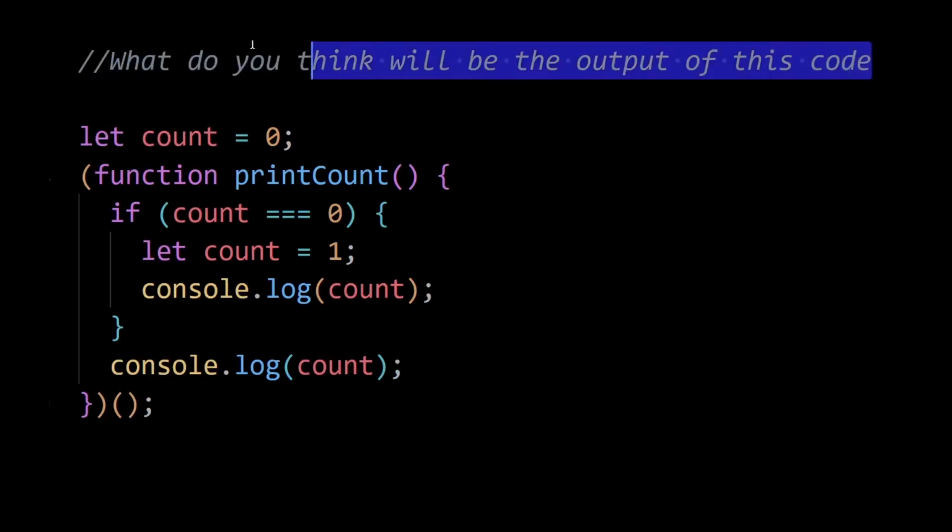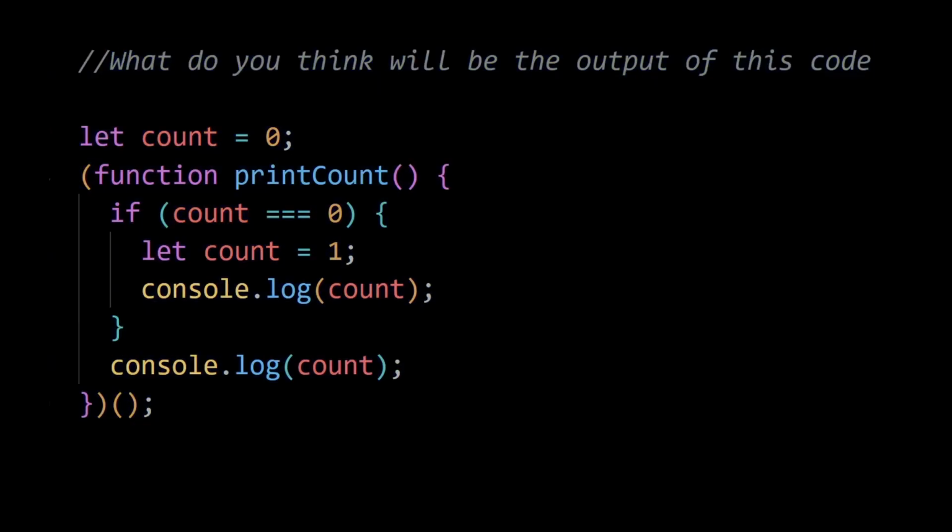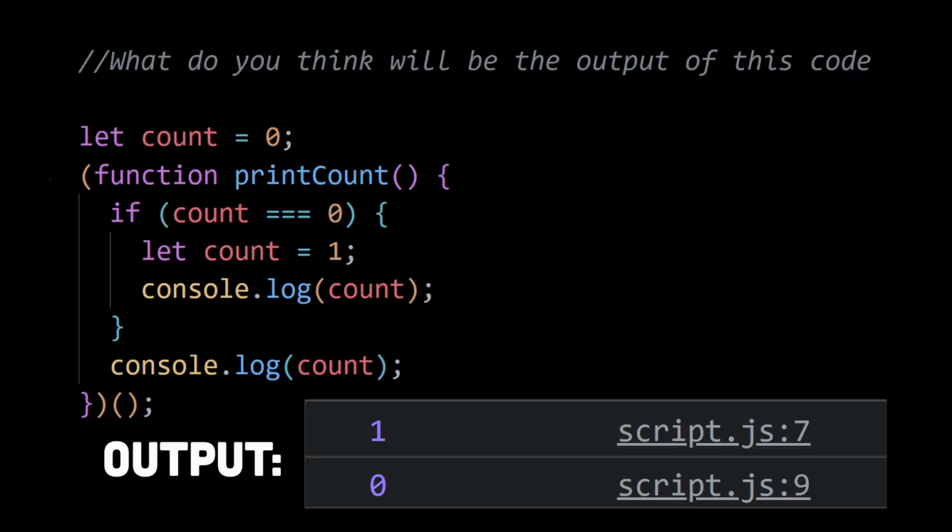Now moving on to the third question, what do you think will be the output of this code? Take a moment to figure it out on your own. Alright, so a lot of people get confused thinking the output of this code should be 1 and 1, but the correct answer is 1 and 0.